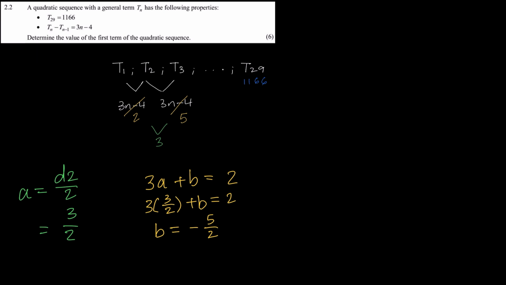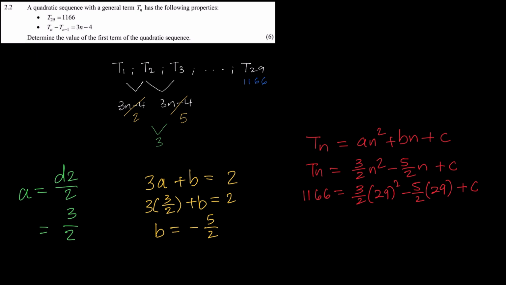Now, there is a formula for C. However, since we are given T29, let's solve using that value. So the formula for a quadratic expression, as you know, is Tn equals an squared plus bn plus c. We worked out A, we worked out B. Let's substitute those in. So Tn is 3 over 2 n squared minus 5 over 2n plus c. Now, since we know the value for T29, we can substitute that into our current expression. So T29 is 1166, and that's equal to 3 over 2 into 29 squared minus 5 over 2 into 29 plus c. Remember, n is 29.